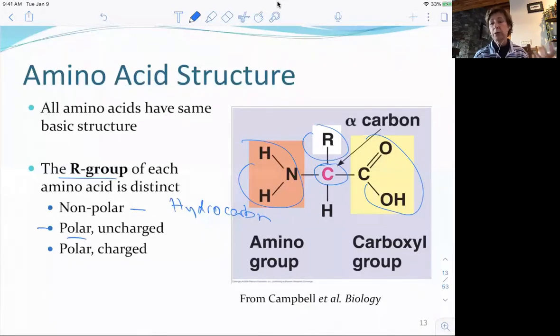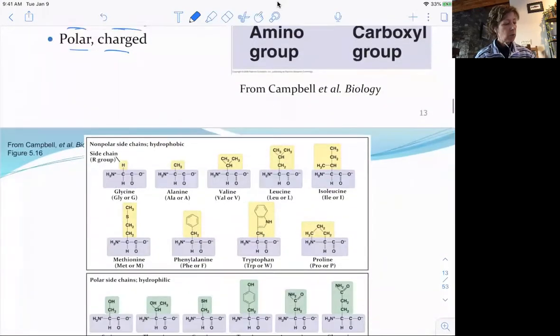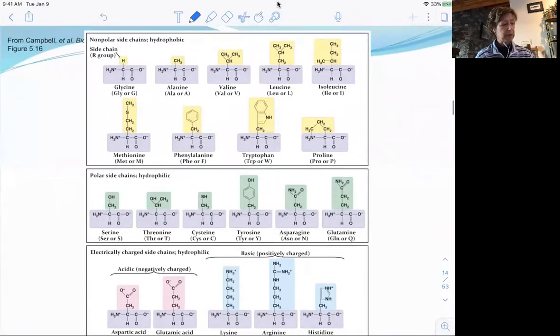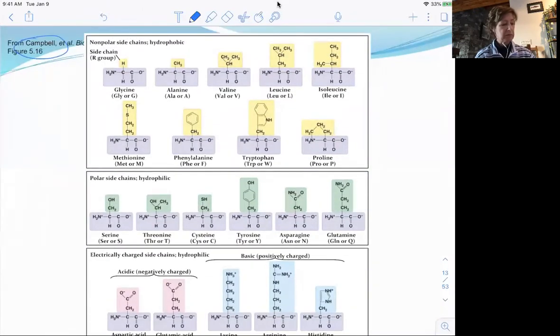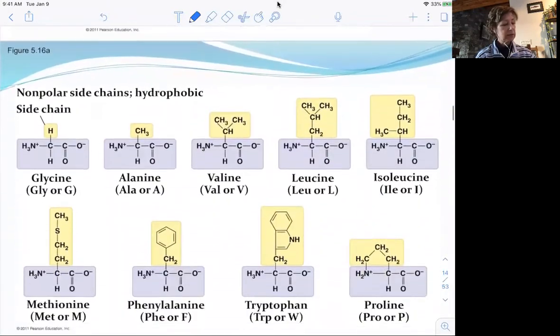So we're talking about electronegativity, something that you may have talked about in chemistry or will talk about in chemistry at some point. So polar uncharged and then polar charged, where they have a basic group or acidic group on them. So this is a chart. I took this from the Campbell biology book that some of you might have used. And just to look at these in a little more detail.